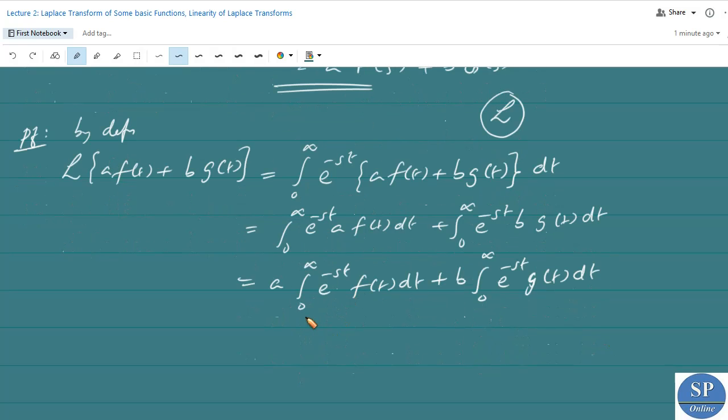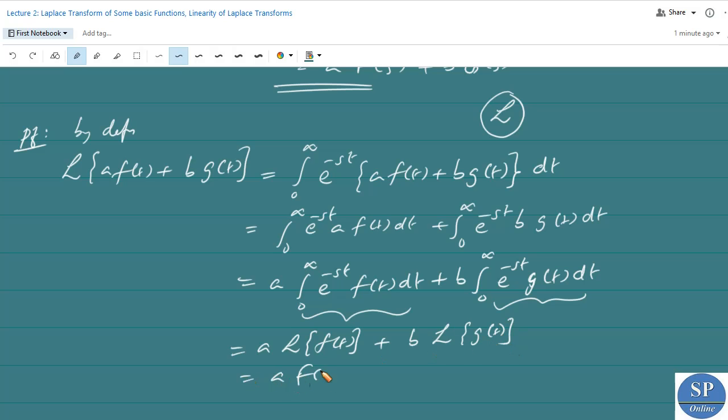So this integral is nothing but L of f of t. So this is equal to a times the Laplace transform of f of t plus b times the Laplace transform of g of t. This is equal to a into F of s plus b into G of s. So this is the linearity property of the Laplace transform. So from this we can say that the operator L is a linear transform.